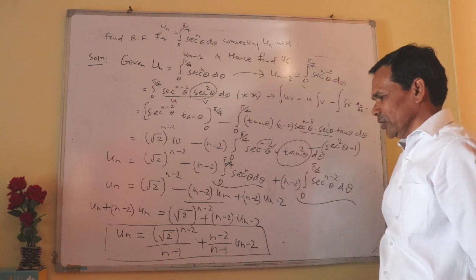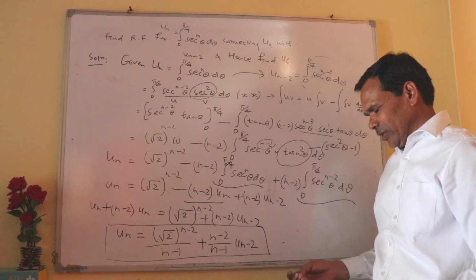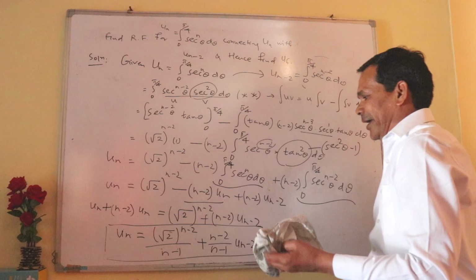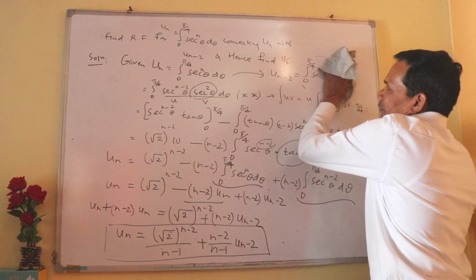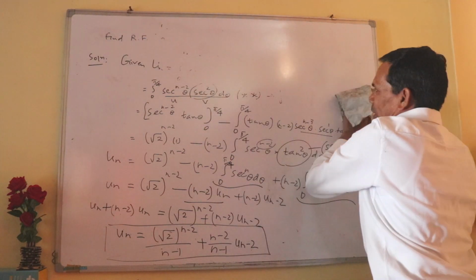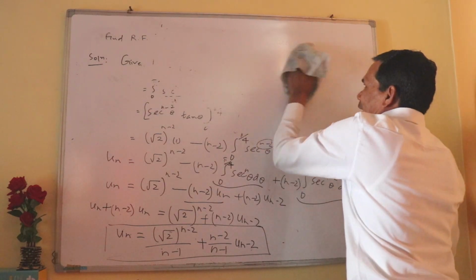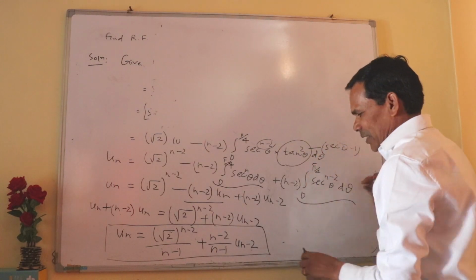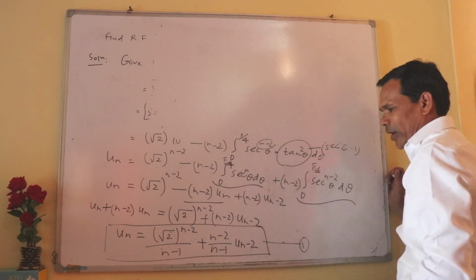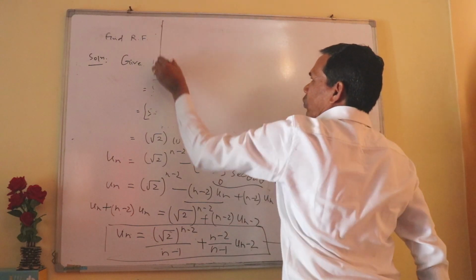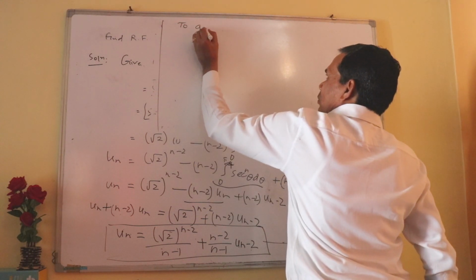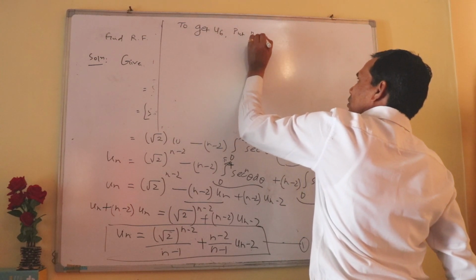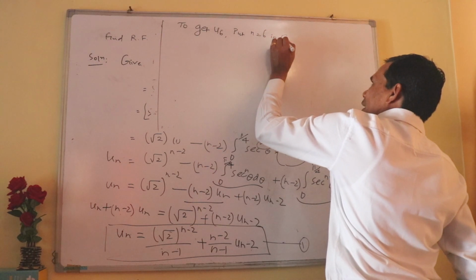Now you need to find U6. So how to calculate U6? Just put n is equal to 6 there and go on recurring and get the value of U6. So I just go on putting this value there, n is equal to 6 and remaining values. I may be calling this as expression 1. To get U6, put n is equal to 6 in 1.